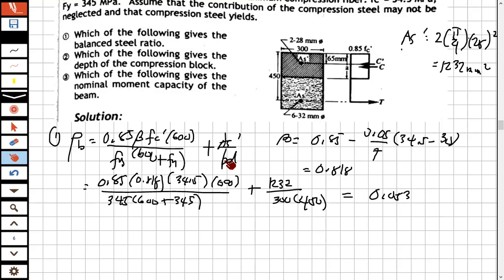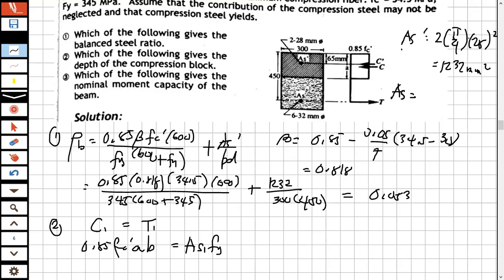So number 2, we should calculate the compression block. So in other words, depth of the compression block. In other words, we just have to use the C1. Okay, so you have C1 should be equal to T1. And this you have 0.85 f'c, a, b. Kahit hindi mo siya i-drawing, alam mo ng formula na ganito. Okay? As1, fy. Okay? But we have to calculate first what is As para makalculate natin ang As1.